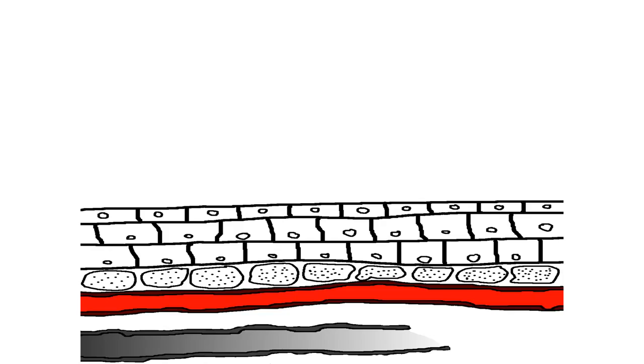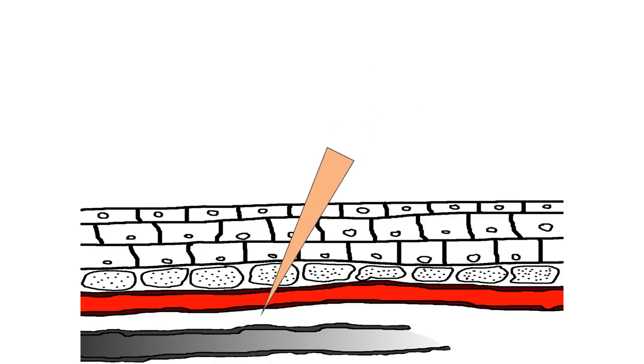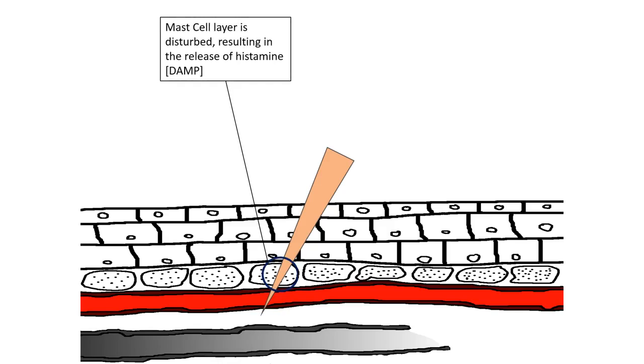Nikhil's physical barriers were compromised. Whiskers' nail was sharp enough to penetrate the keratinized cells of the skin. Furthermore, the nail also broke through the tight junctions of the epithelium of the dermal layer. The nail disturbed the layer of mast cells that lined the basement membrane of the epithelium.